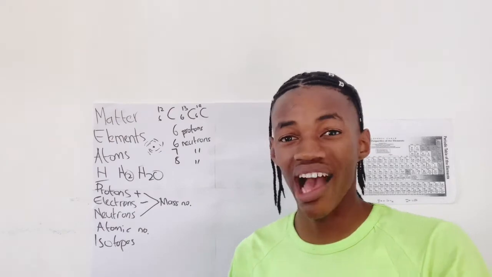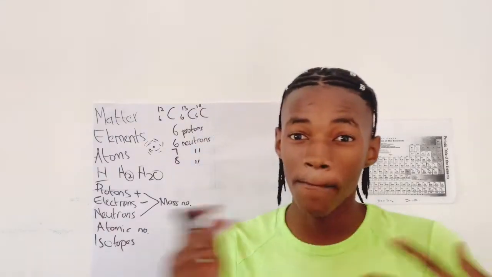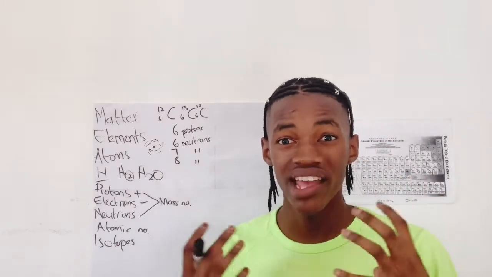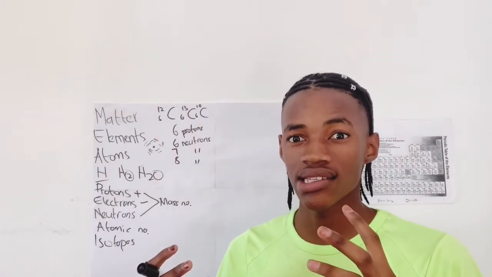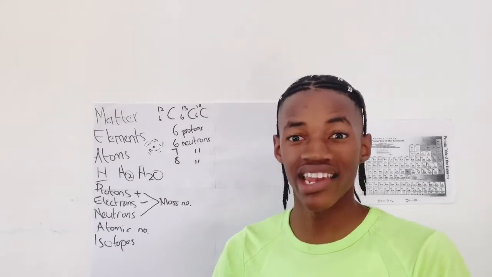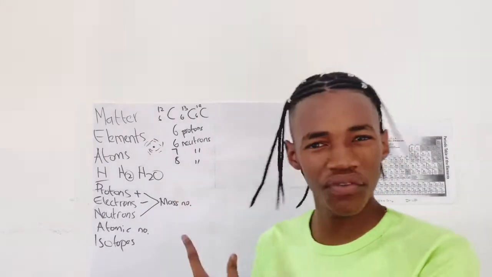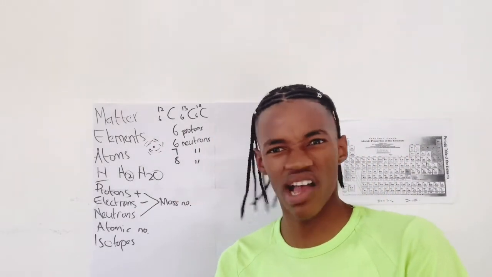We have the abundant isotope and the non-abundant isotope. The abundant isotope is the isotope that is found the most in nature, right? And in this case, it is carbon 12. And then carbon 13 and carbon 14 are not really found that much in nature.